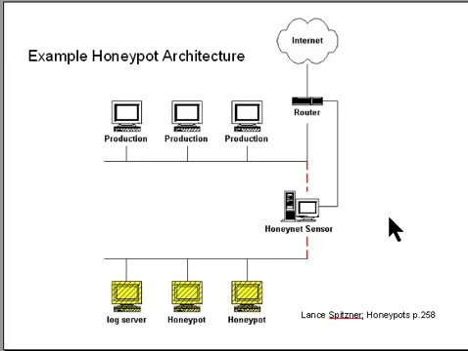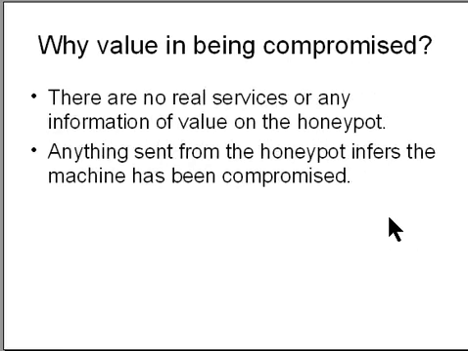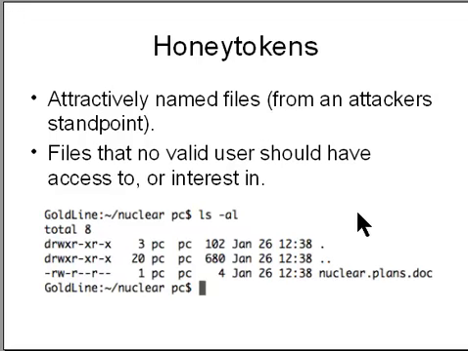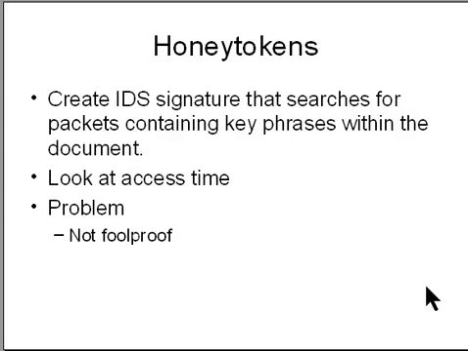Well, if somebody's accessing the information, what does that tell us? That they're doing things that they shouldn't be doing, and there's a potential security problem. This is just a silly little example I put in here: you've got something on a system that says nuclearplans.doc. A couple of ways we can determine whether somebody's accessing that is to create an IDS signature that searches for packets containing the key phrases within the document, so that with egress filtering, that is packets going from inside the network to outside the network, if that signature is tripped, that indicates that somebody's accessing that document.